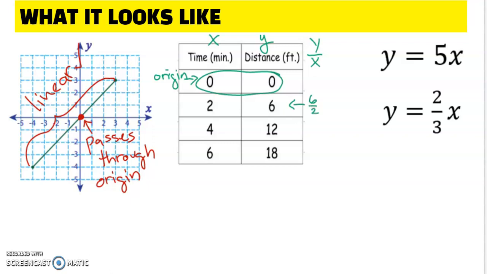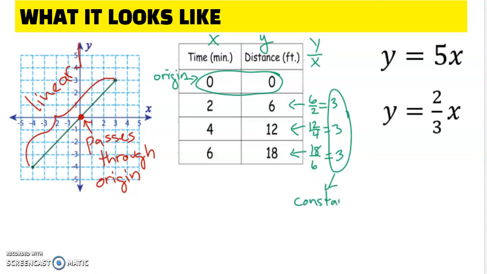6 divided by 2 equals 3. 12 divided by 4 equals 3. 18 divided by 6 equals 3. Hey, they're all the same. This is a constant ratio. That's what that means, and that's what we're looking for. Everywhere I divide y by x should be the same number. If that's not true, it's not proportional.